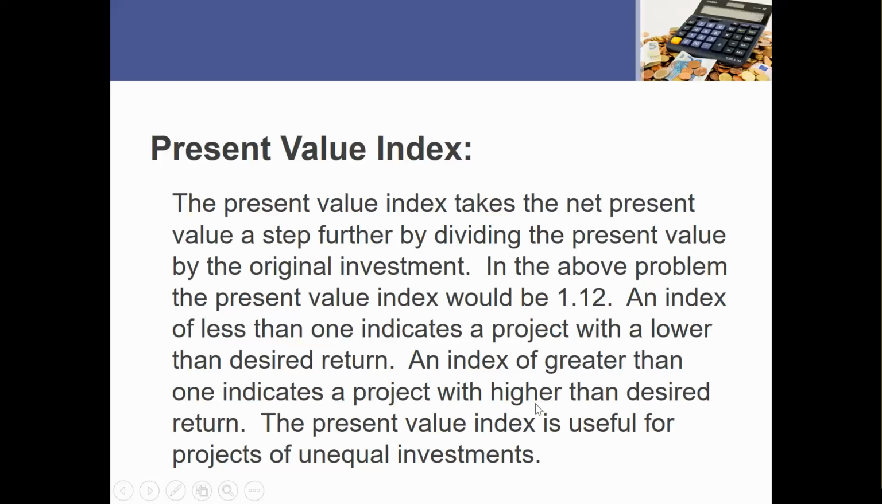So this present value index of 1.12 indicates, again, that we would make more than 15% on this project. The present value index is particularly useful if you have projects that have unequal investments. It gives you a more accurate way of comparing them than the net present value.